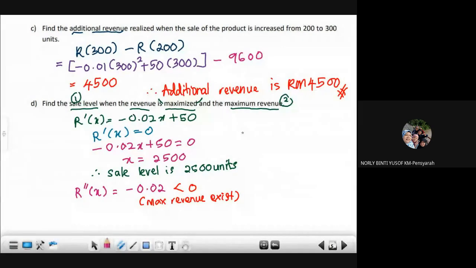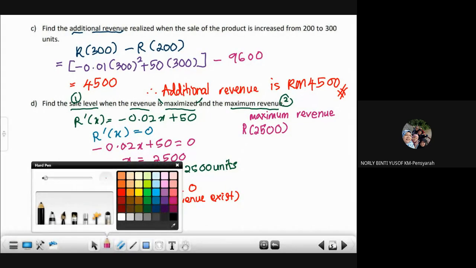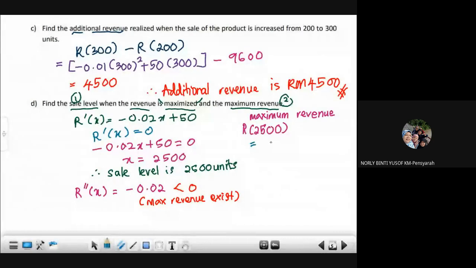So maximum revenue, you masukkan R in the function for the function revenue. So nak cari maximum revenue mesti masukkan dalam function revenue lah, bukan function R prime ya. Sebab revenue function is your first function without you do anything. Because R prime is marginal revenue. So maximum revenue you sub in your revenue function. So you masukkan 2,500, the quantity sale level that you find.